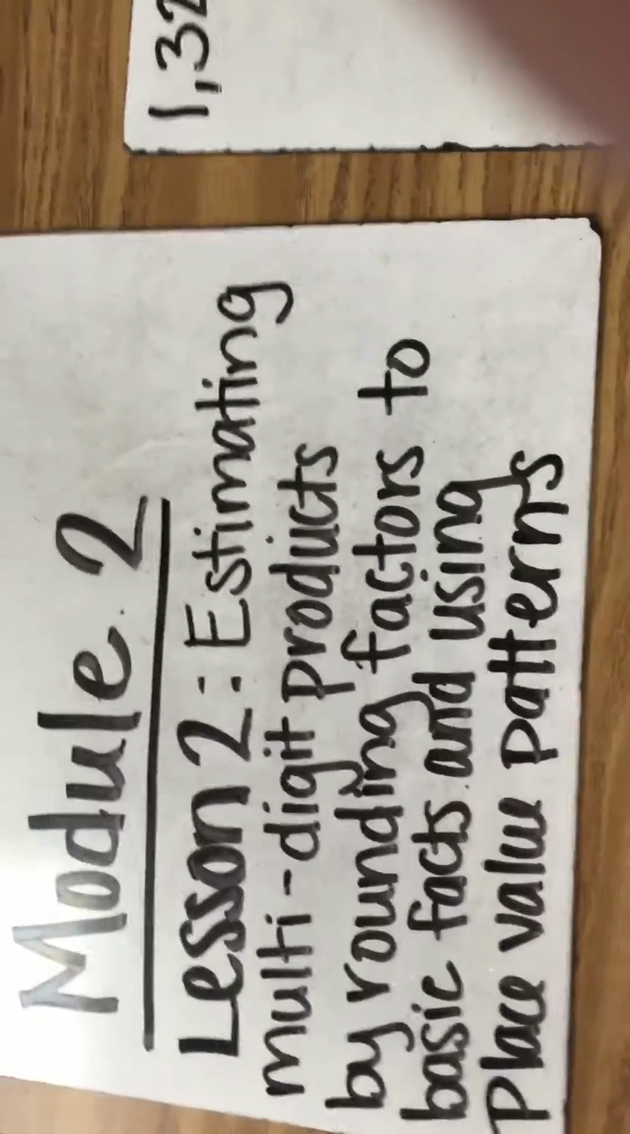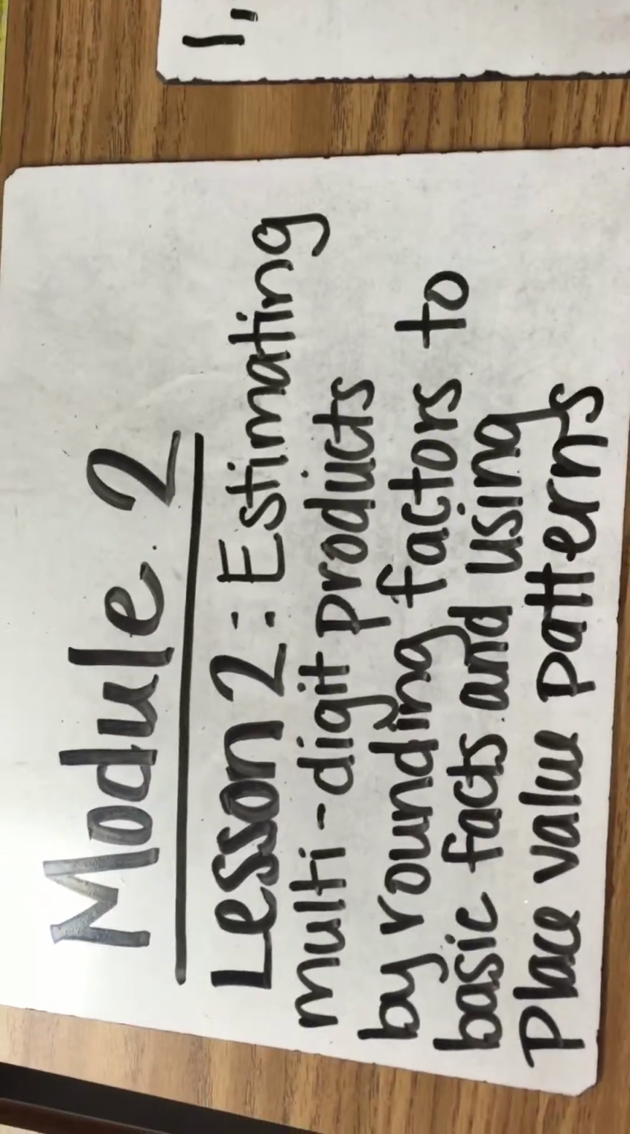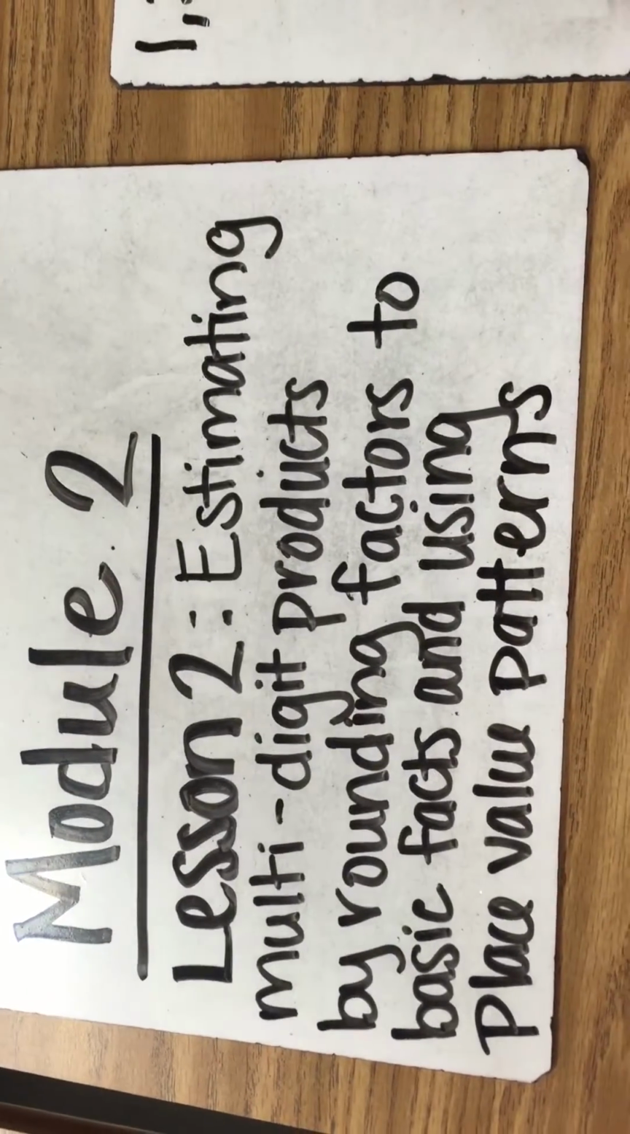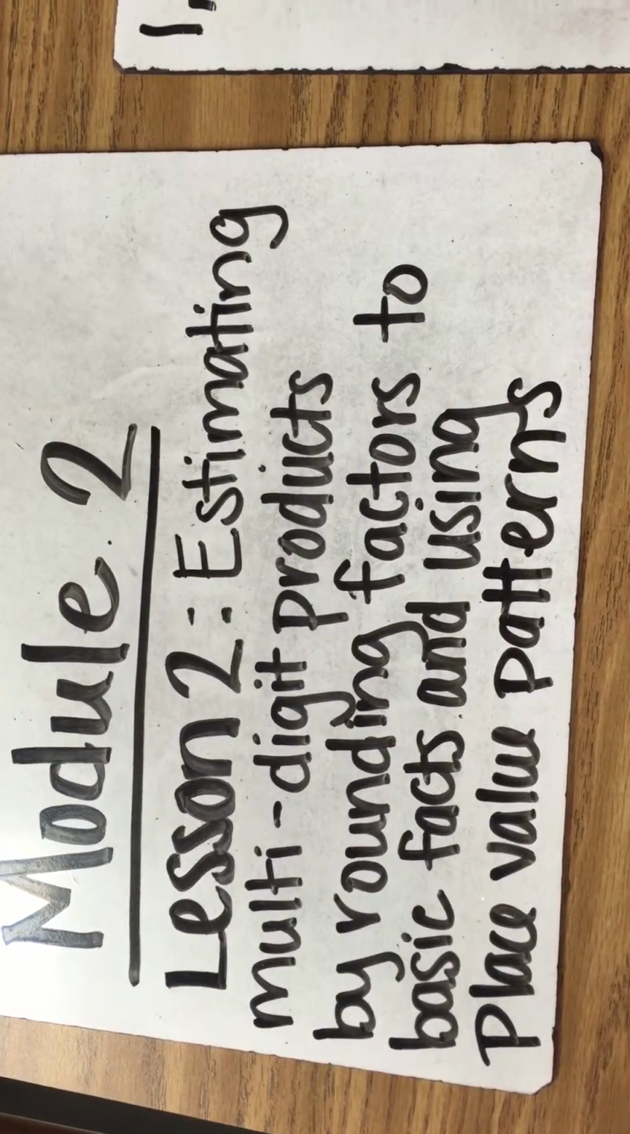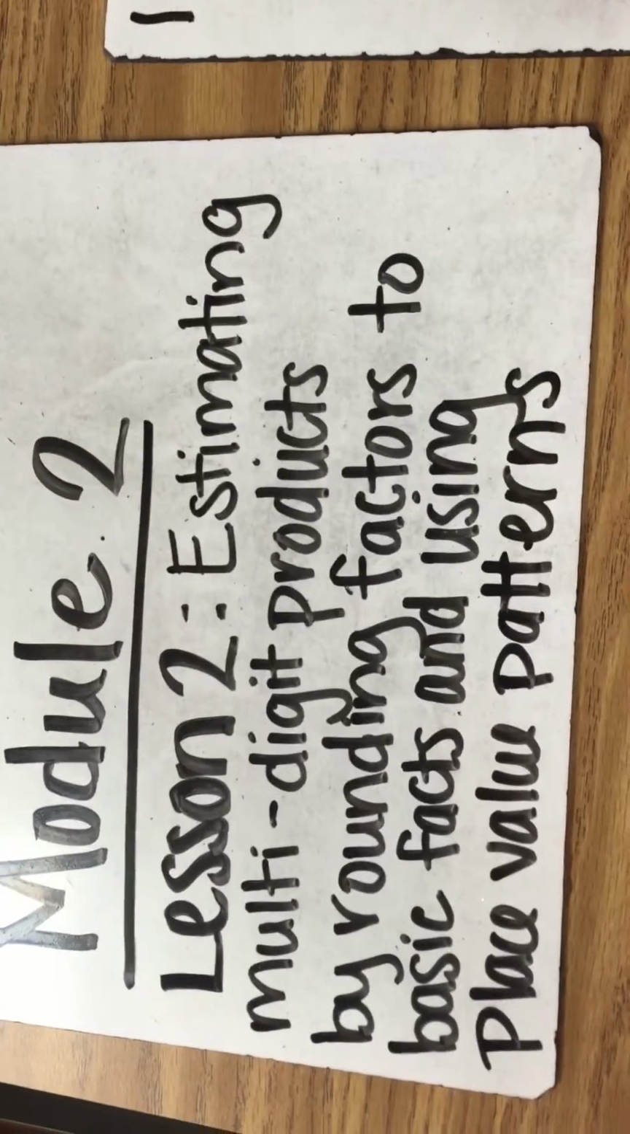Today we are going to go a little bit further into Module 2, discovering topics in Lesson 2. In Lesson 2, we are estimating multi-digit products by rounding factors to basic facts and using place value patterns.